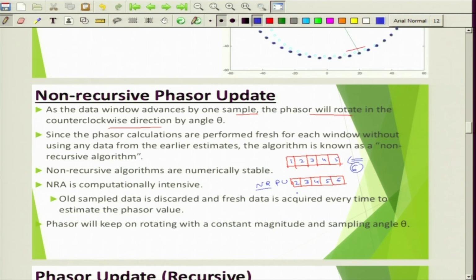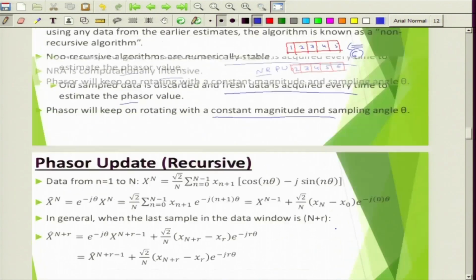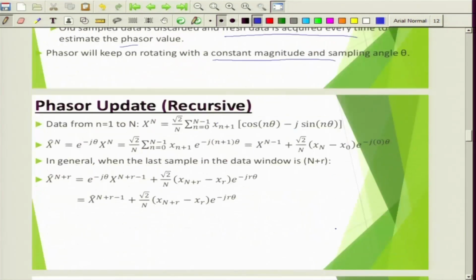Non-recursive algorithms are numerically stable, but they are computationally intensive because you are doing computation at every window. Old sample data is discarded and fresh data is acquired every time to estimate the phasor value. So the phasor will keep on rotating with a constant magnitude and sampling angle theta. This is just a mathematical representation of how it is done. Now this is all about non-recursive.